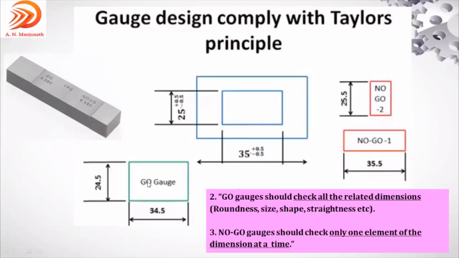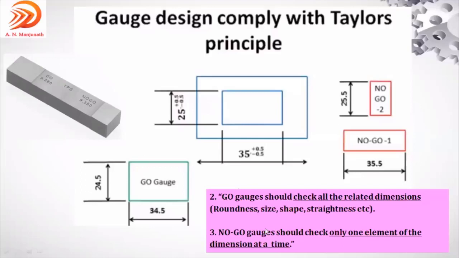The go gauge is always only a single component, but it can measure all the related dimensions. As you can see in the figure, it is measuring this as well as this, 25 as well as 35, because it is the green go gauge. It can enter the component. It is measuring the shape also, whether it is rectangular, square, or any other shape.